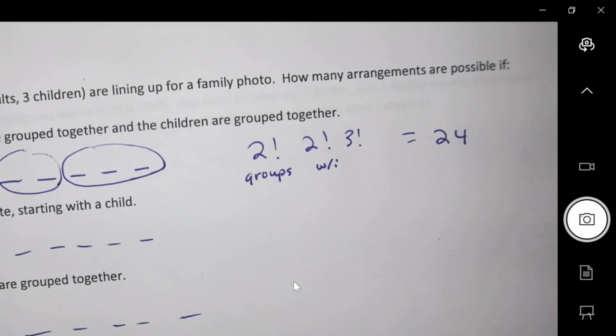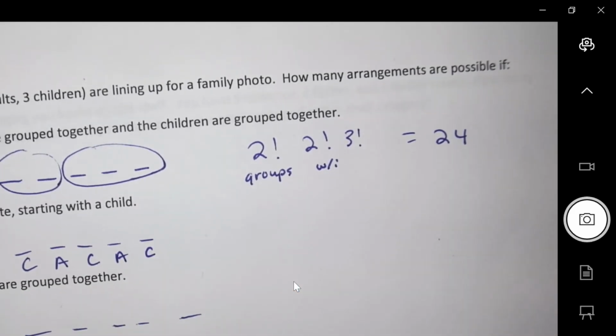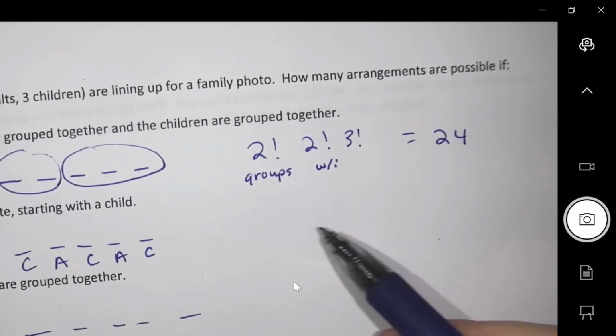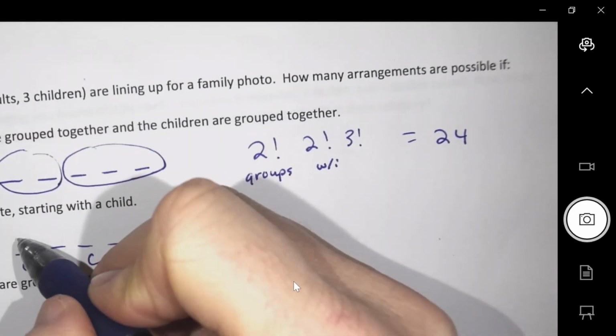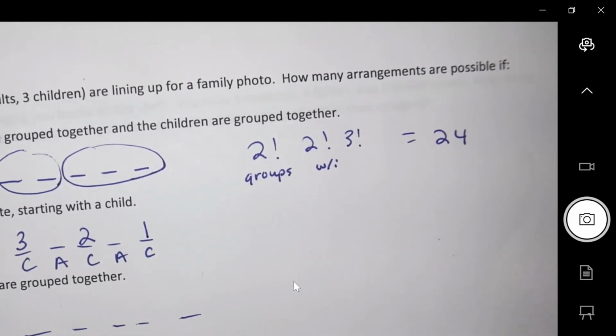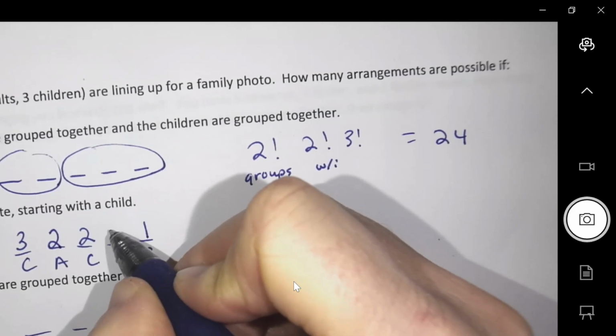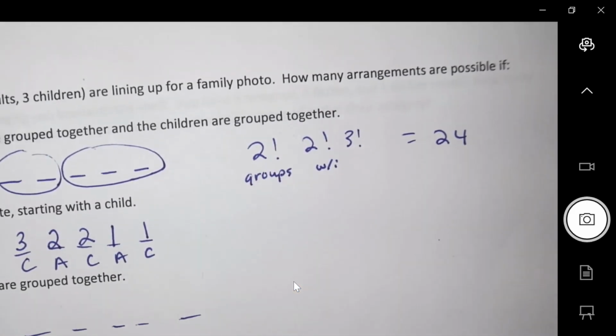Okay, the next. They're going to alternate, and they start with a child. So it's going to go child, adult, child, adult, child. So I'm going to go through just the children. So this is 3, 2, 1. Those are the options for putting the children in those positions. And then the adults, this adult would be a 2 choice. And then on this position, I only have 1 left.